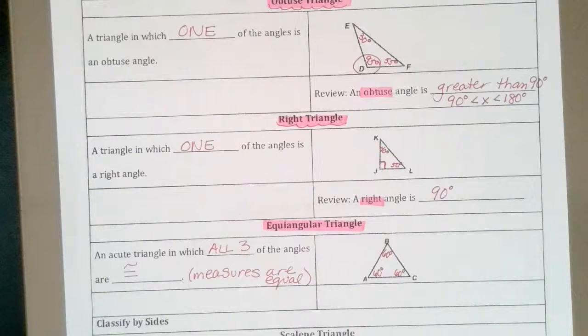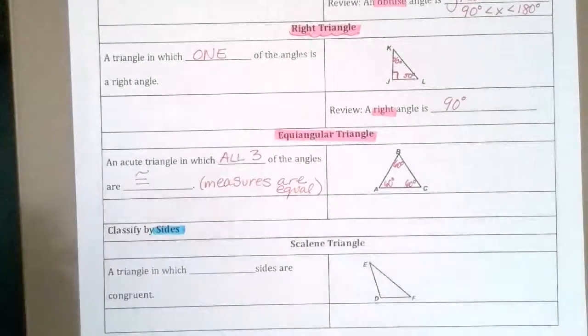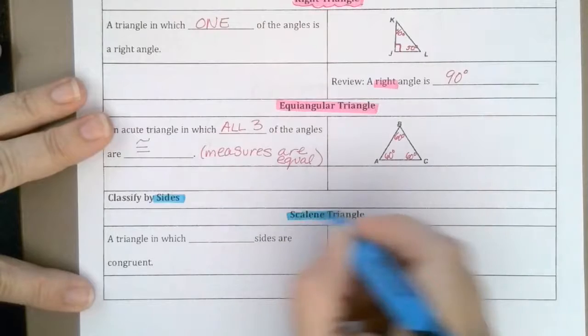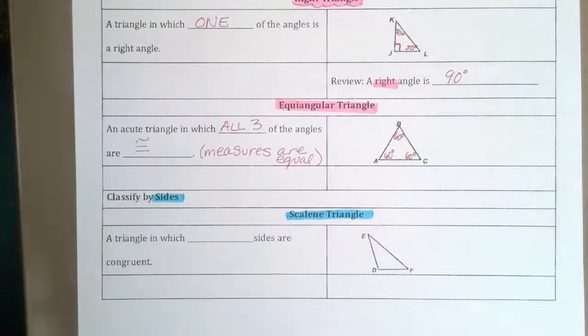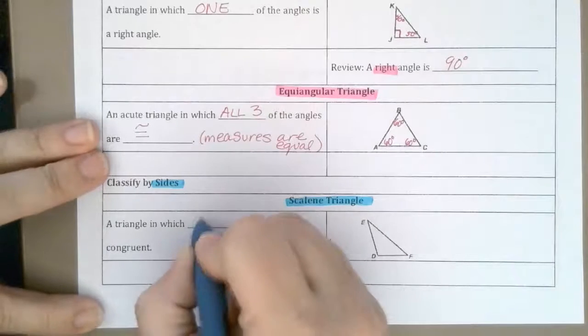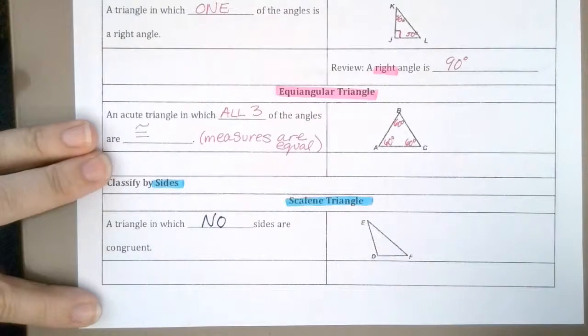I'm going to change colors. Okay. Classifying by sides. Okay. First kind of triangle, when we classify by sides, is called a scalene triangle. It is a triangle in which no sides are congruent.